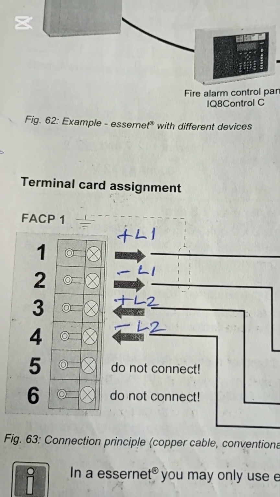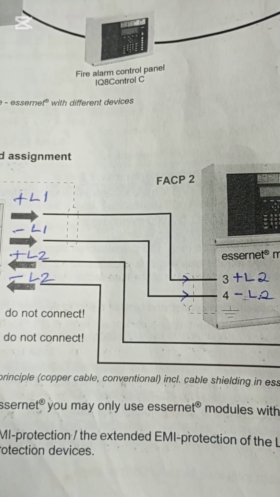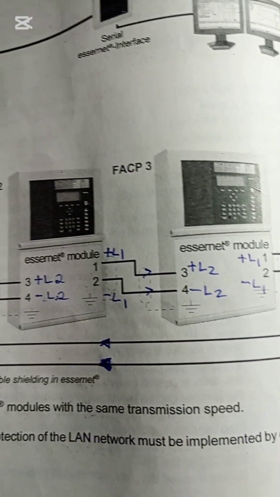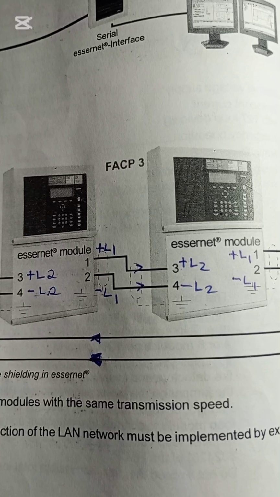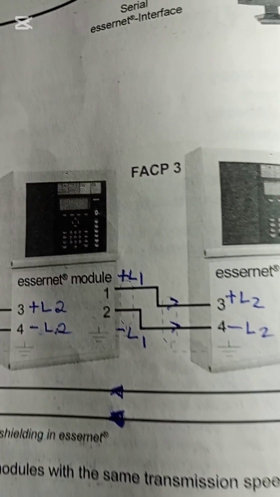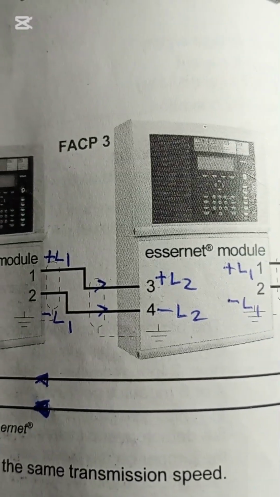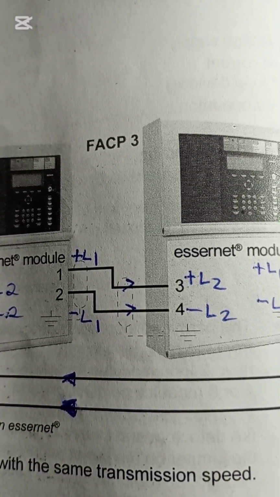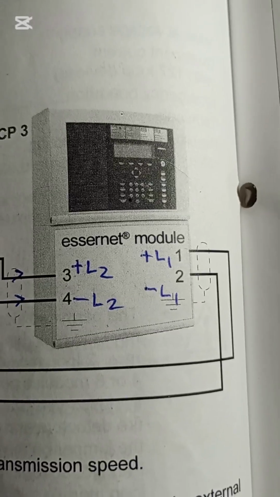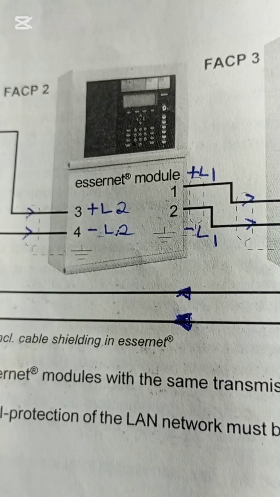L1 is the output, 3 and 4 is the input. L1 positive, number 1 is positive, number 2 is negative. As you can see in our illustration, 3 and 4 is the input network, 1 and 2 is the output. That's why the 1 and 2 output of one panel is connected to the second panel's 3 and 4, in order to have a loop connection between the network. The last panel's 1 and 2, which is the output, is directly returned back to the first panel in order to provide ring communications.